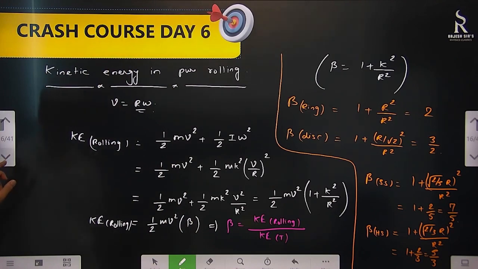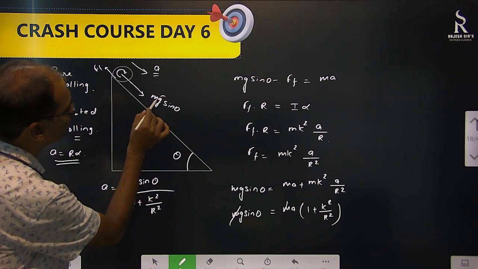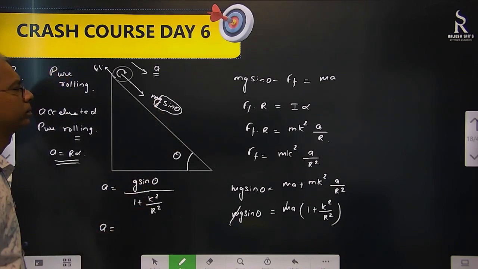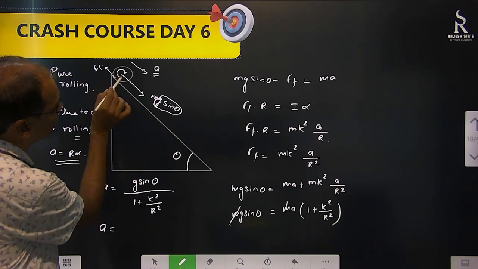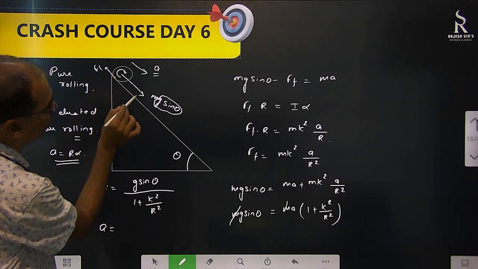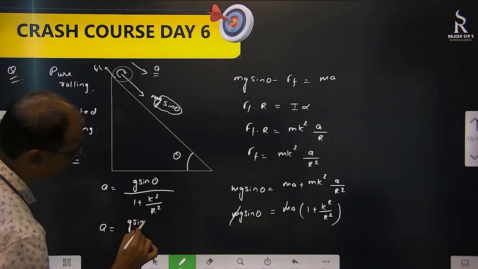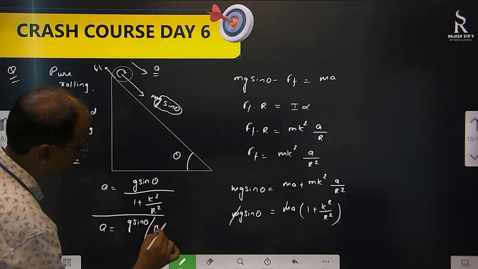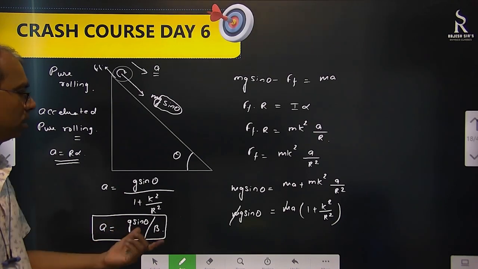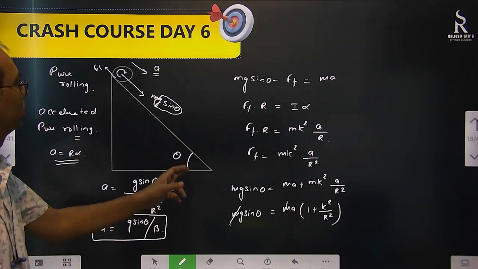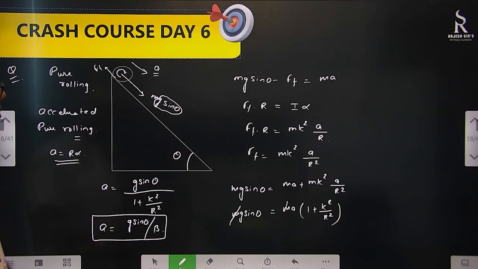So that means acceleration here is, what is g sine theta? G sine theta is the translational acceleration because of the force which is acting at the center. So can I remember it like this? Acceleration is g sine theta by beta. In pure rolling, the acceleration of this is going to be g sine theta by beta. Okay, fine. So this will become smaller for us.